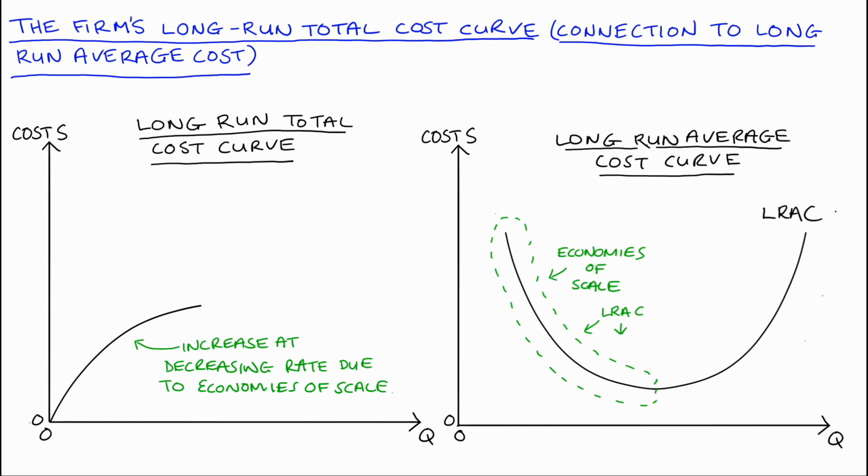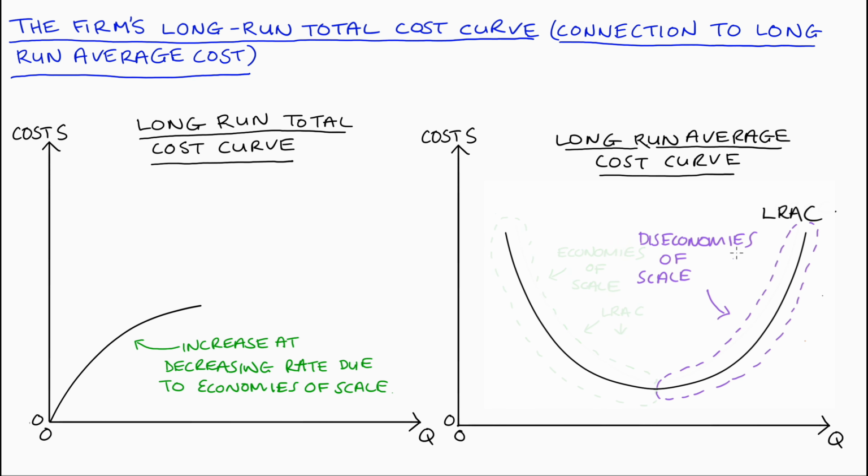So we're still increasing overall, but at a decreasing rate due to economies of scale of lower average cost. Now, after this, long run average costs are depicted to start to increase. So we get a region of diseconomies of scale. Long run average costs are increasing.